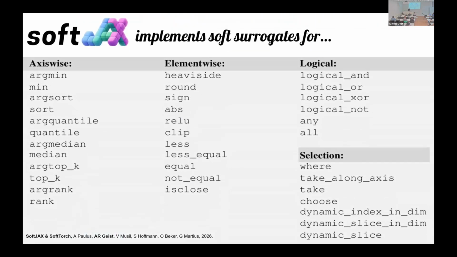And SoftJAX doesn't do this only for rank. We try to make it as feature complete as possible. So there are a lot of different operations that work on a complete axis of an array, such as sort or quantile. There are operations that work on individual elements of an array, such as round. Logical operations that compare elements of an array, and of course, selections.